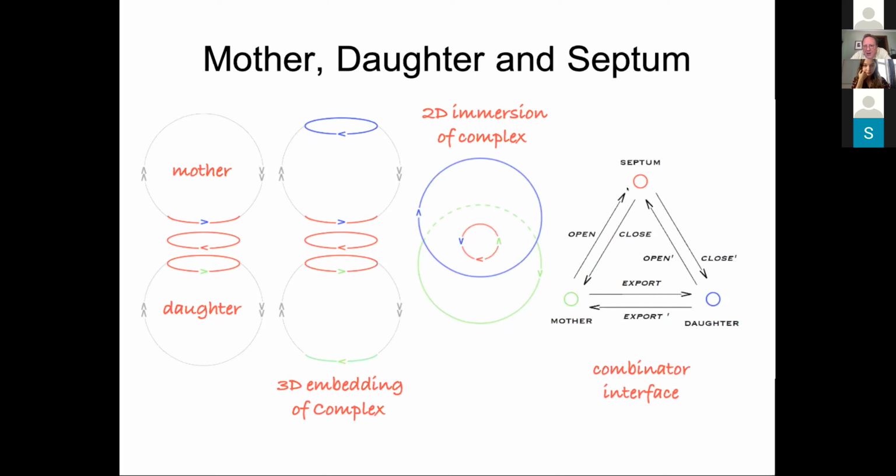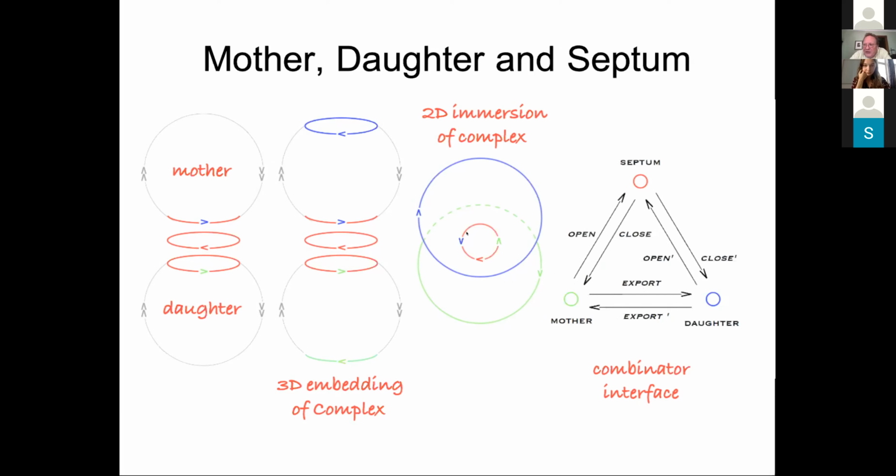And now I introduce a new interface, which allows a mother cell to export to the daughter, either directly, which is this, and vice versa. The daughter can send things back, or through the septum, because the mother can send things to the septum through this open combinator, or receive things from the septum using the closed combinator. And similarly, the daughter gets the same interface. It can interact with the septum.